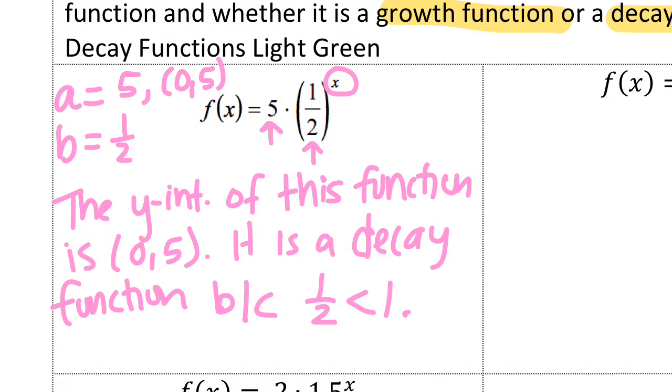Okay, so I identified the y-intercept of the function, which is (0, 5), the initial value, and I said it's a decay function because 1/2 is less than 1. So I gave the reason why it's a decay function.